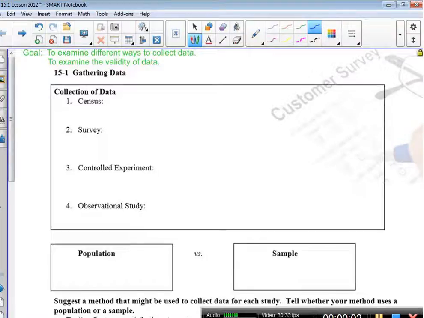Okay, welcome. For this chapter, we're going to be talking about statistics. So let's get started. First, we need a couple of definitions.